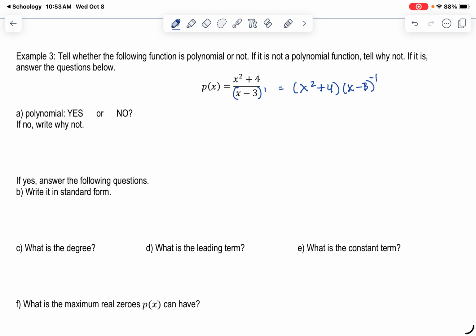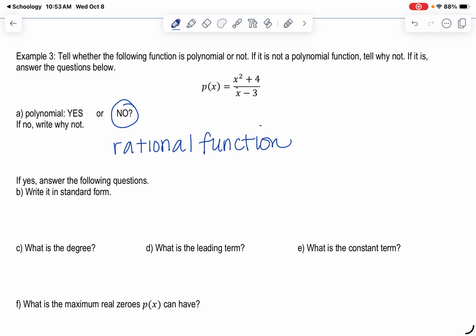But that's just hideous. Negative exponents, I can just look at it right here. Hideous, right? Negative exponents can't happen, okay? All right, so whenever you see something looking like this, it is not a polynomial function. This is a rational function, which is our next chapter.